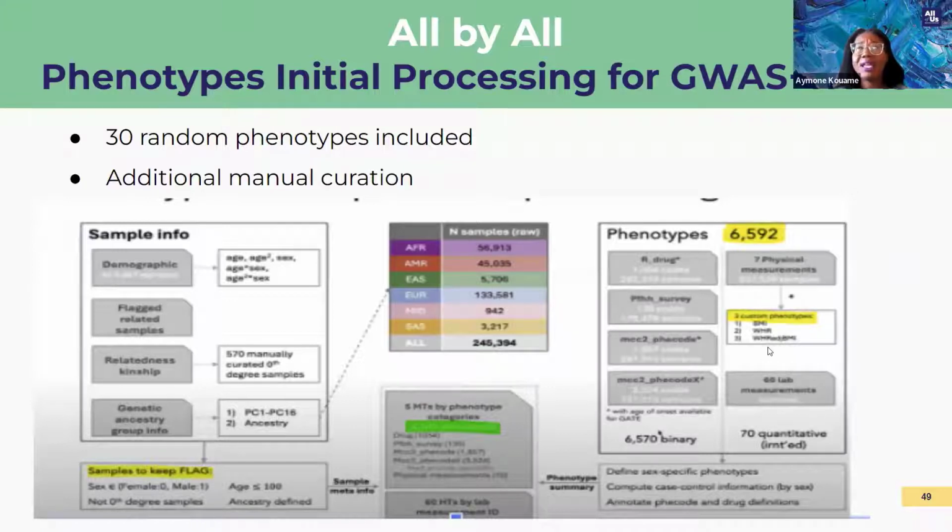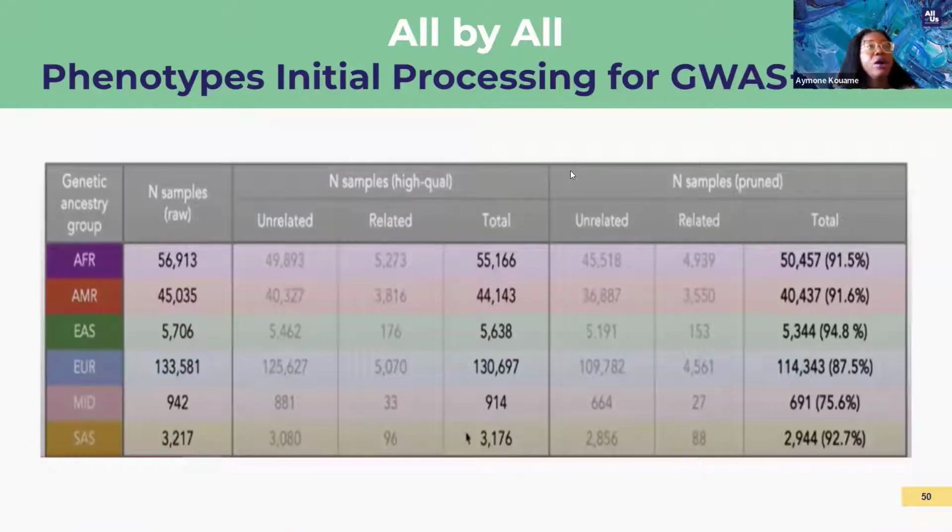They added BMI and the waist-to-hip ratio. And they did some additional manual curation that reduced the number of phenotypes from 606 thousand something to about 600 and 500. So that's something to keep in mind. And even on the number of samples, they did some pruning and curation that reduced the number of samples, though they still kept about 90% in most cases, which is pretty good. But that's also something to keep in mind.